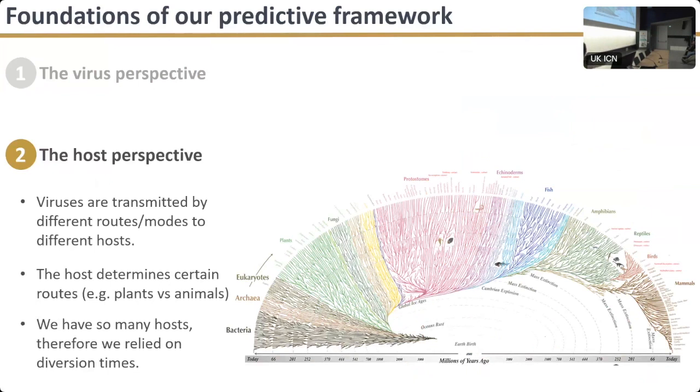So we used a proxy, and we just looked at divergence time between species. That gave us a way to basically filter, because a virus transmission route is very dependent on the type of species it might infect. A plant virus is going to deploy totally different routes to an animal virus. Similarly, a virus that infects mammals will deploy somewhat different routes from a virus that will infect birds.